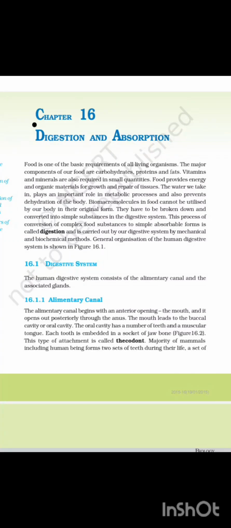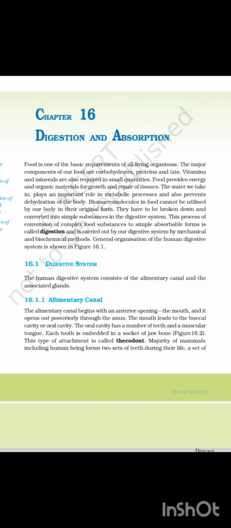Class 11, Chapter 16, Digestion and Absorption. Food is one of the basic requirements of all living organisms. The major components of our body are carbohydrates, proteins, and fat. Vitamins and minerals are also required in small quantity. Food provides energy and organic material for growth and repair of tissues.